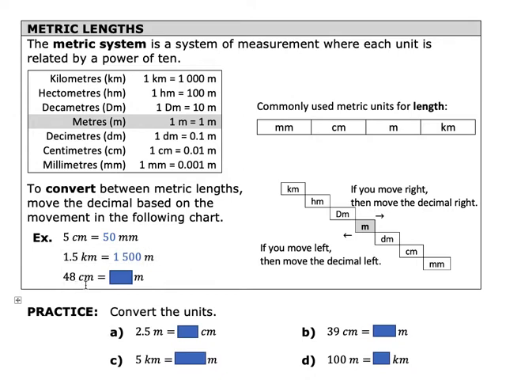And 48 centimeters to meters, centimeters to meters. That's 1, 2 spaces left. Our decimal for a whole number is on the right-hand side. We'll move it 2 spaces left, making it 0.48 meters.